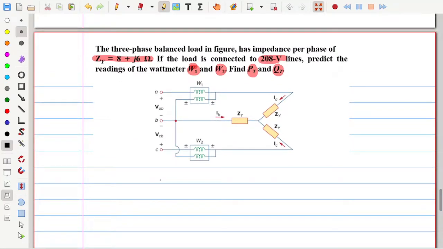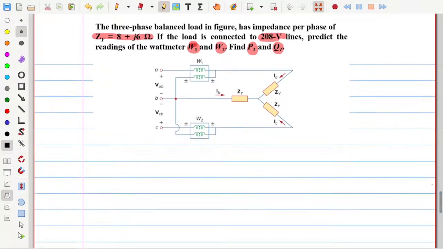First you need to calculate all the phase currents, line voltages and phase voltages. Then you can get W1 and W2. Let me give the clue. Here they used the ABC system instead of RYB, whatever it may be. The given voltage is the line voltage, 208 volts. Immediately I will say it is star connected, so Vp is equal to 208 by root 3.